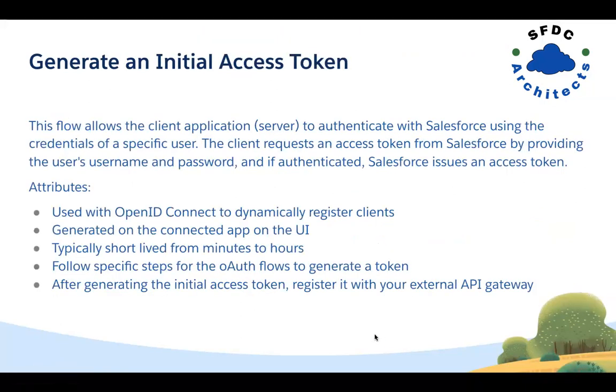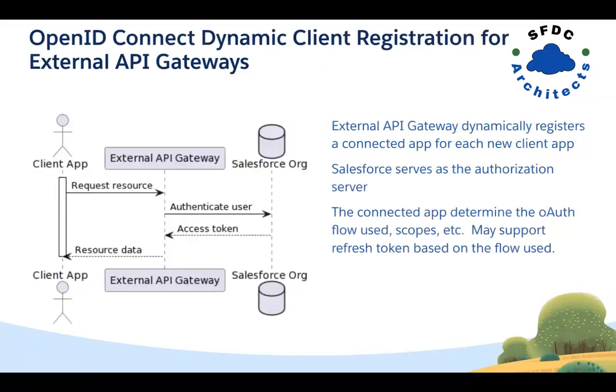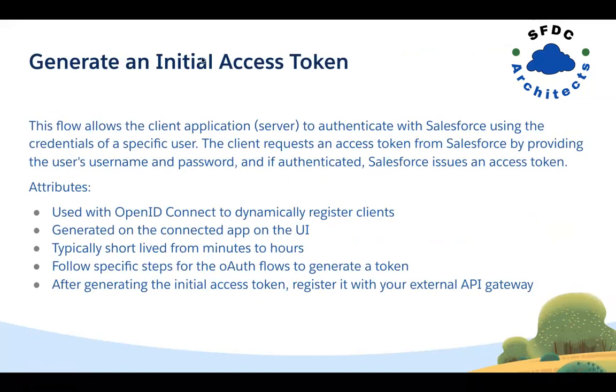The next slide is about generating the initial access token, and this works in conjunction with the dynamic registration. So you register this, and the very first time you do that, you can generate an initial access token. This token gets registered on your external API gateway, and this is how you're going to be able to connect in the future with it. And so again, it's used for OpenID Connect to dynamically register clients. It does generate that connected app I was talking about before, and you can create this initial access token via the UI. This token is usually pretty short-lived. It's going to be from minutes to hours, depending on the settings that you configure on your connected app.